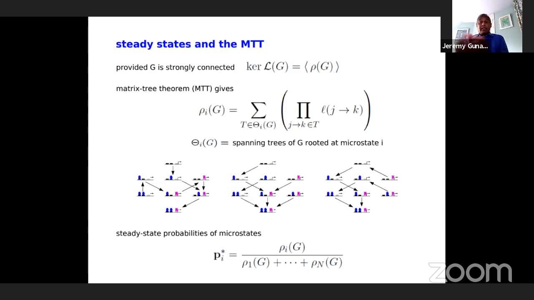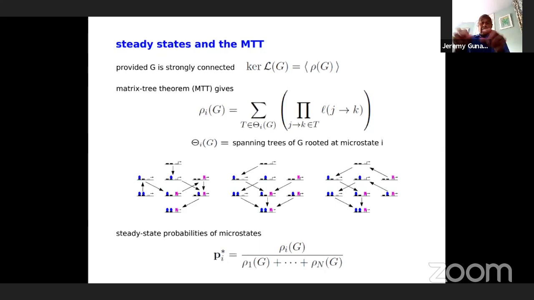And you can construct a basis element in this kernel using a theorem from graph theory that's called the matrix tree theorem. And it looks horrendous, but it's actually very straightforward. What that formula is saying is that if I pick a vertex I, and I want to know what this basis vector is for component I, I need to look at all the spanning trees of the graph that are rooted at microstate I. Now, what does that mean? So a spanning tree of the graph is a subgraph which is spanning, which means every vertex is on the tree. And it's a tree, which means that if I forget the edge directions, there can't be any loops in it. And it's rooted at microstate I. It means that microstate I is the only vertex from which there's no outgoing edge.